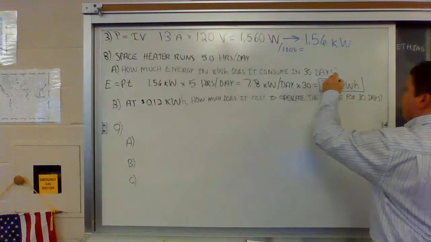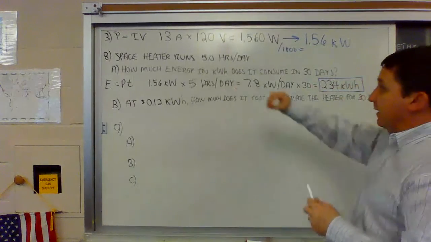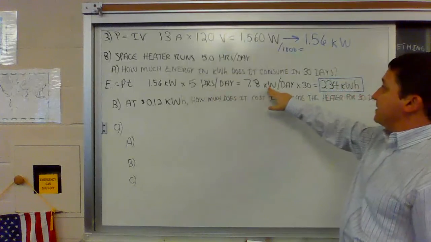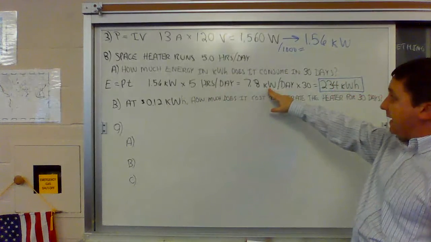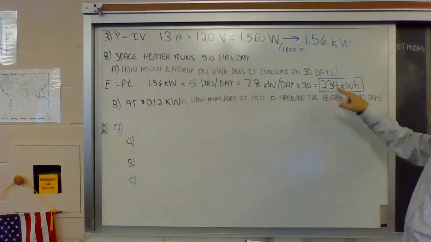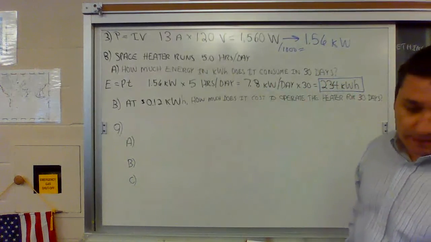So again, we had the power. We know we're running for 5 hours a day. This is how many kilowatt hours it's using in a day. There's 30 days in the month, so 7.8 times 30, 234 kilowatt hours.